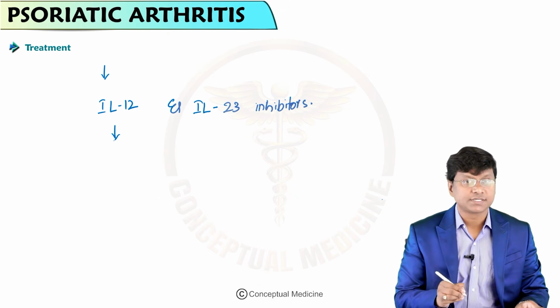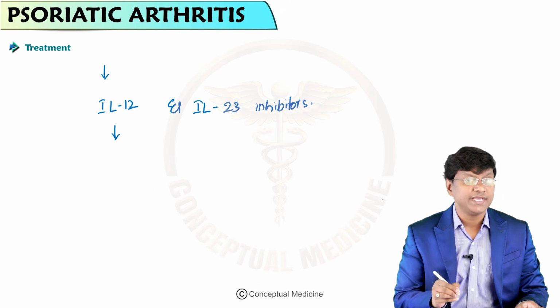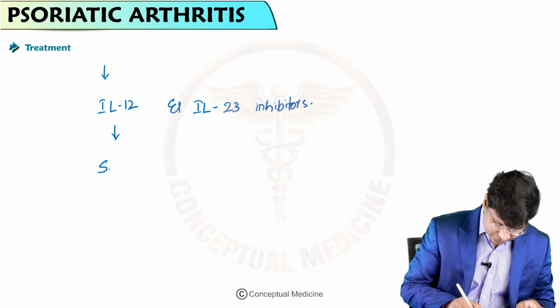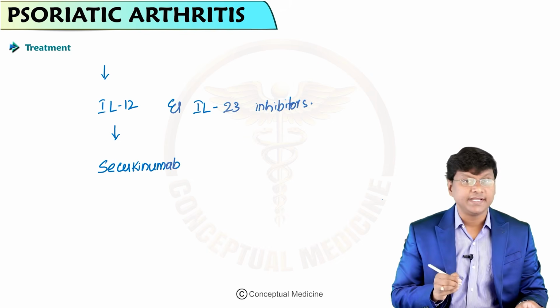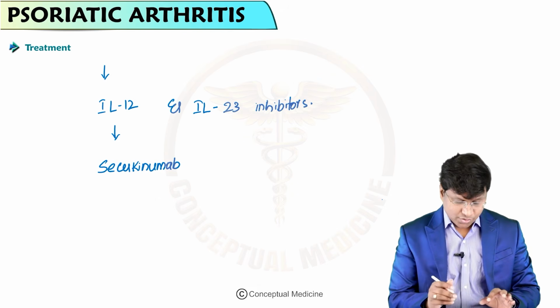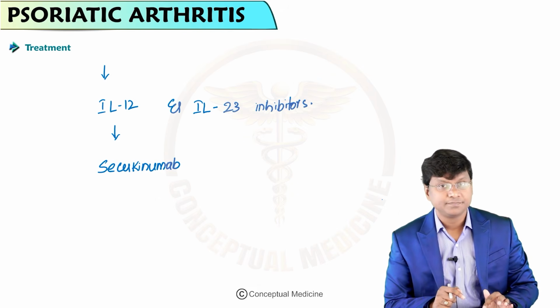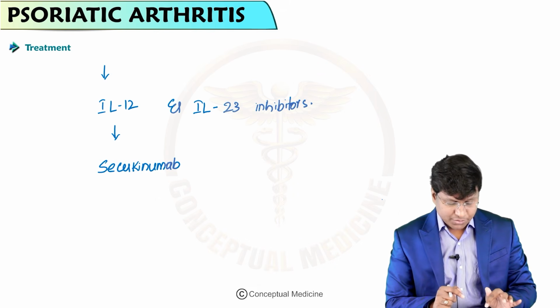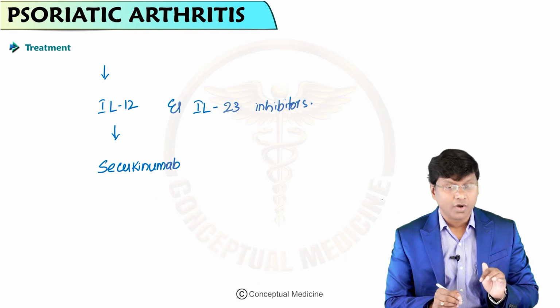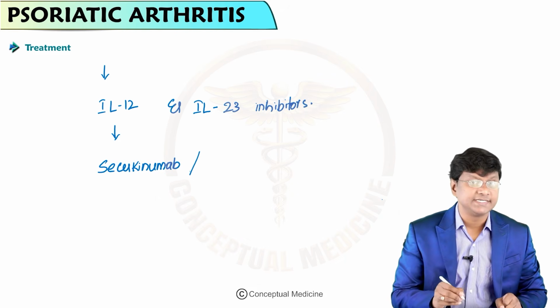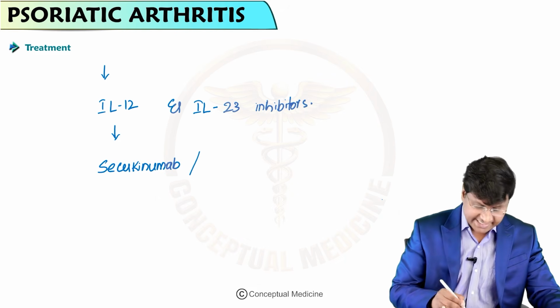These examples include secukinumab, an interleukin 23 inhibitor. This secukinumab is both an interleukin 12 and interleukin 23 inhibitor. Or we have another agent, that is ixekizumab.